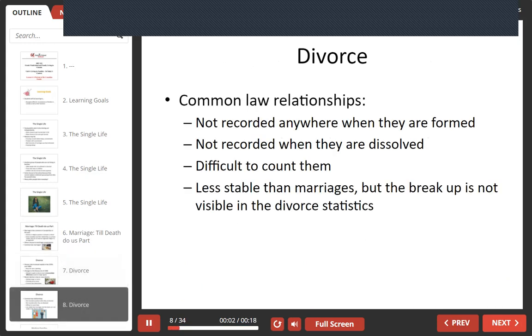So common law relationships are not recorded anywhere when they are formed. They're not recorded when they are dissolved. It's difficult to count them. And they are less stable than marriages, but the breakup is not visible in the divorce statistics.